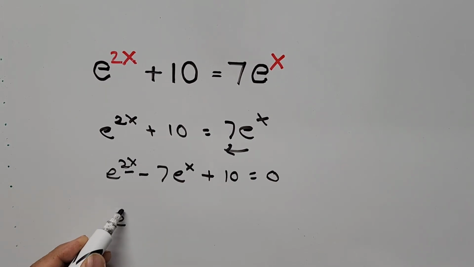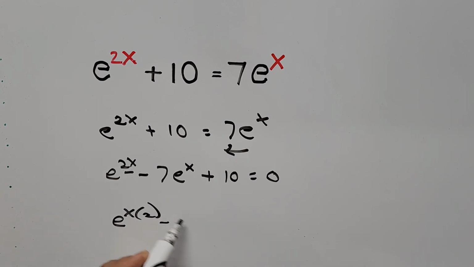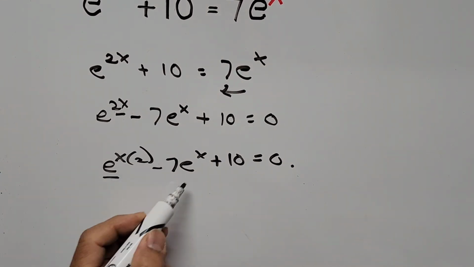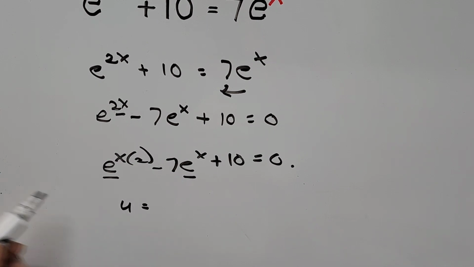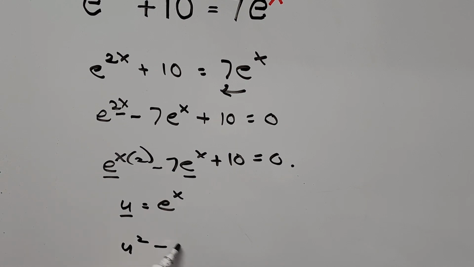Rewriting the exponent, this is now x times 2, and the rest of the equation remains the same: 7 times e to the power of x plus 10 equals 0. From here, we're introducing another variable to represent the value of e to the power of x. Let's say u stands for the value of e to the power of x. Substitute this value to this equation. So the equation now becomes u squared minus 7 times u plus 10 is equal to 0.